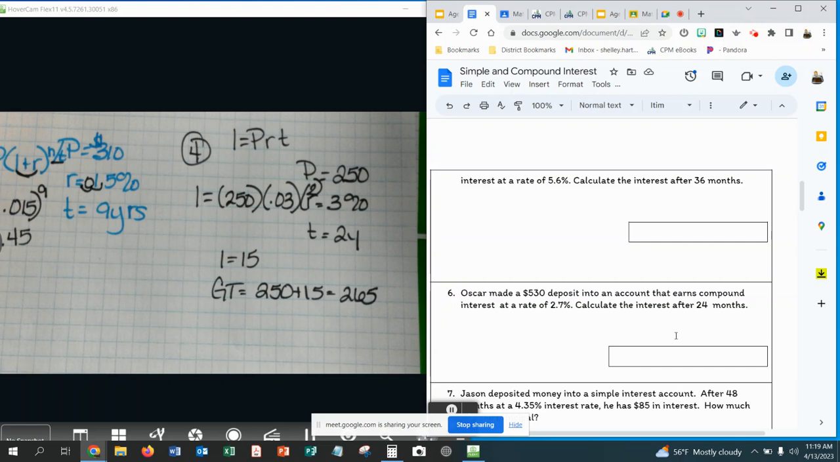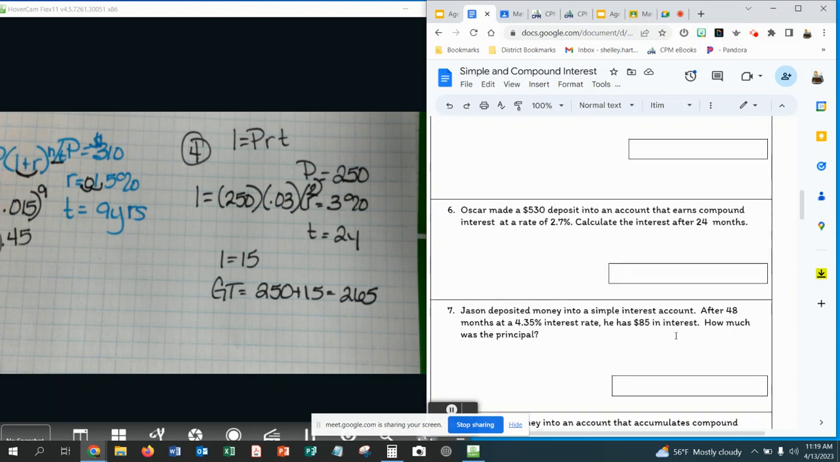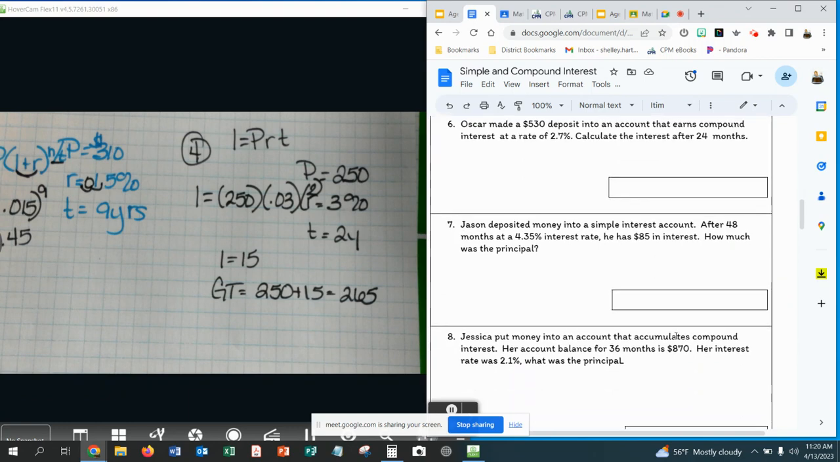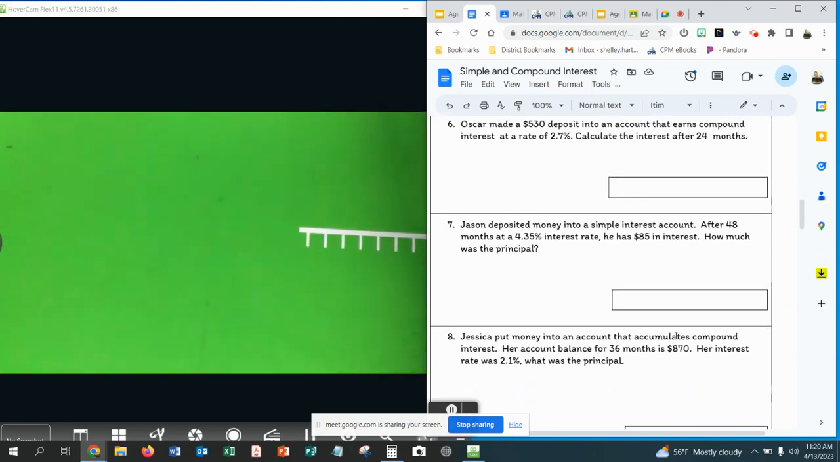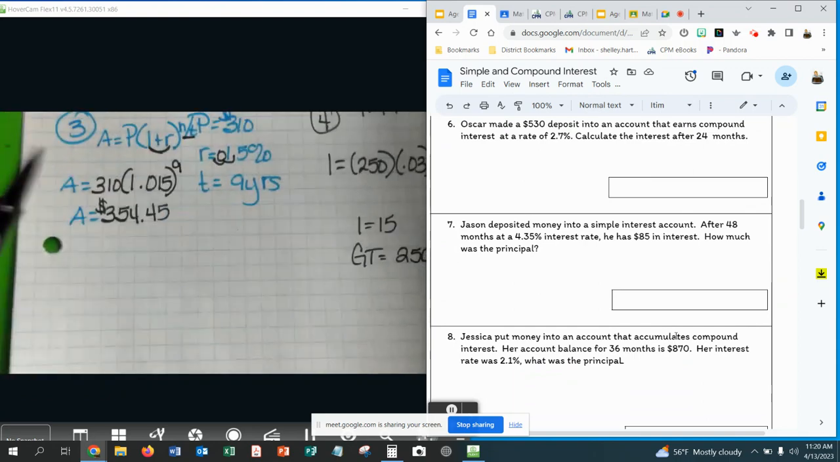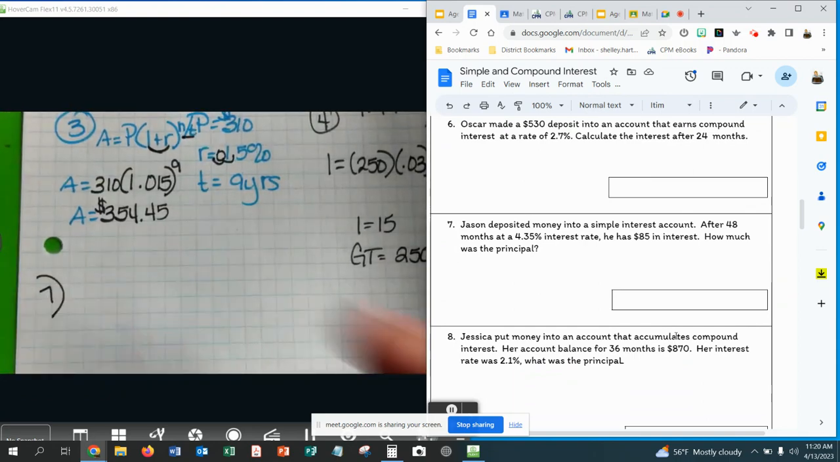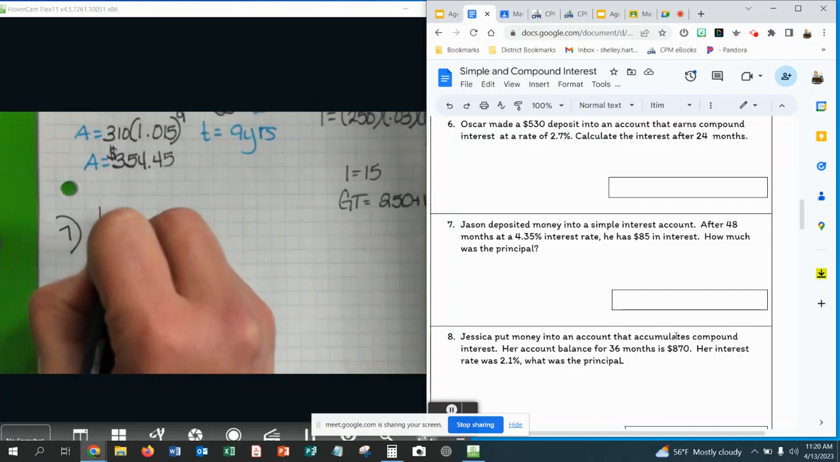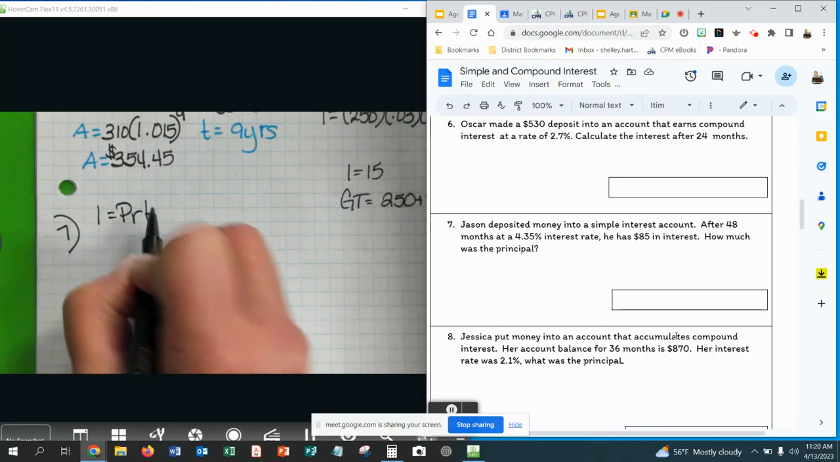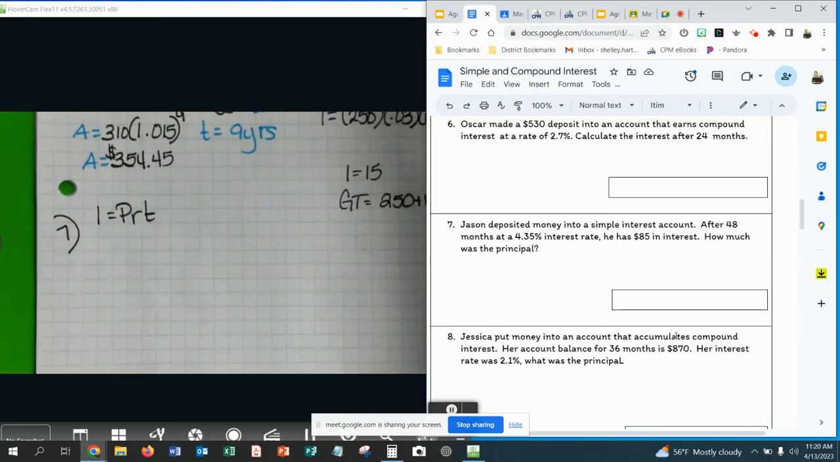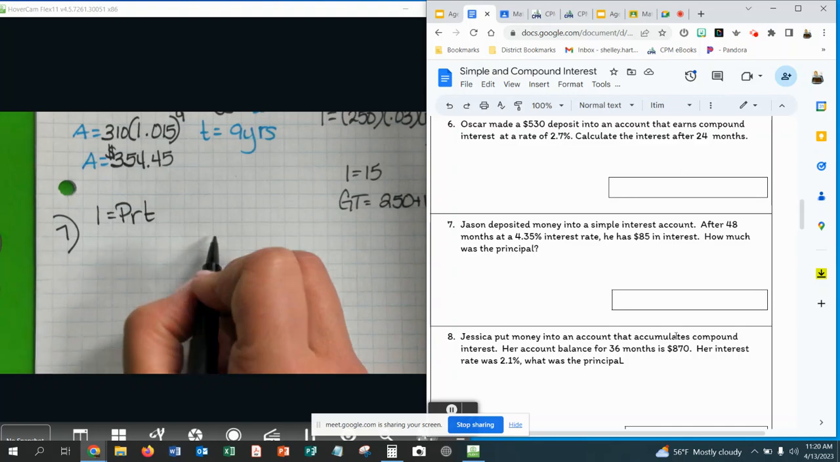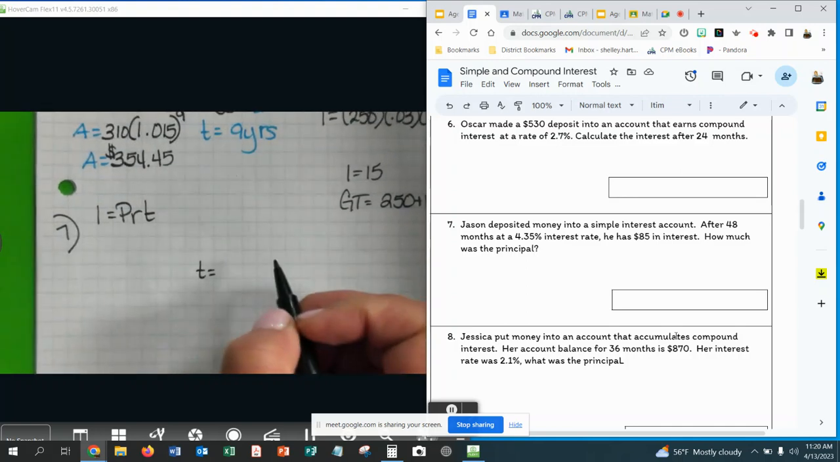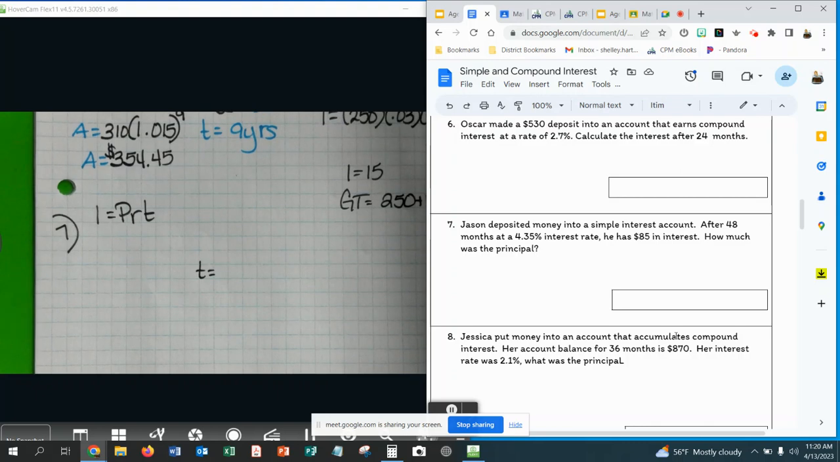So let's do number 7. Jason deposited money into a simple interest account. Is this simple or compound interest? Simple. So our equation is going to be I equals PRT. After 48 months, so that's going to be time, at a 4.35% interest rate, he has $85 in interest.